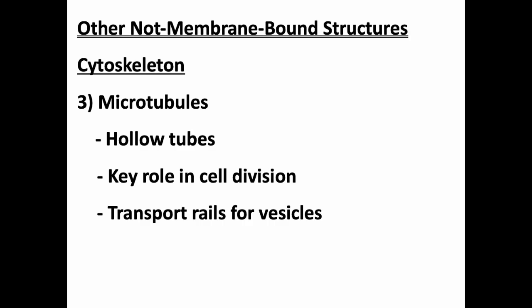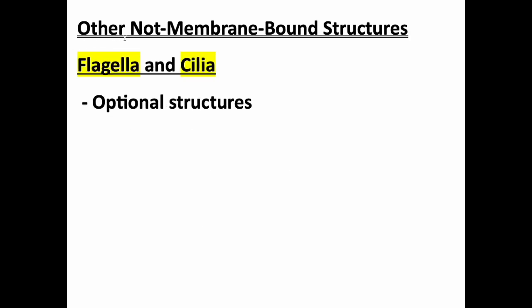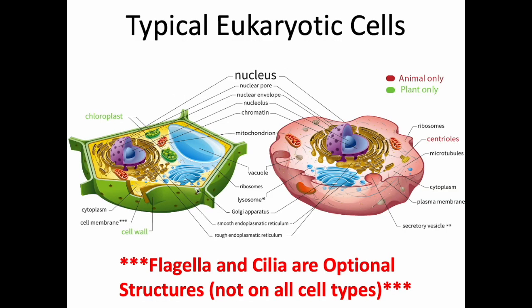Okay, we're almost done. Just a couple more of these other not membrane-bound structures, flagella and cilia. So first off, I want to say these are optional structures. So our big overview, it's not showing flagella on either of these cells. It's not showing cilia on either of these cells. And that's fine because, again, these are optional structures.